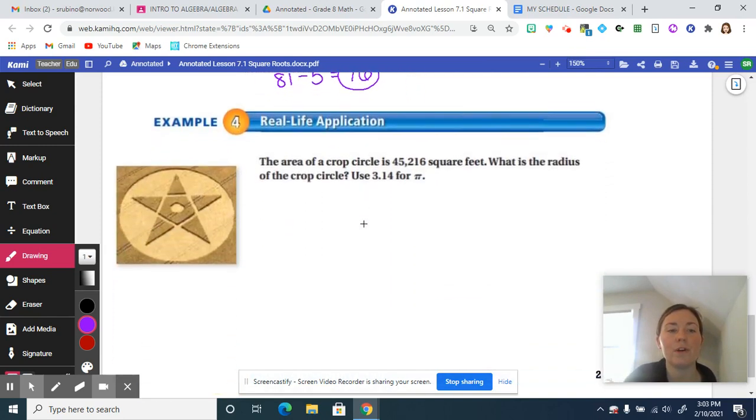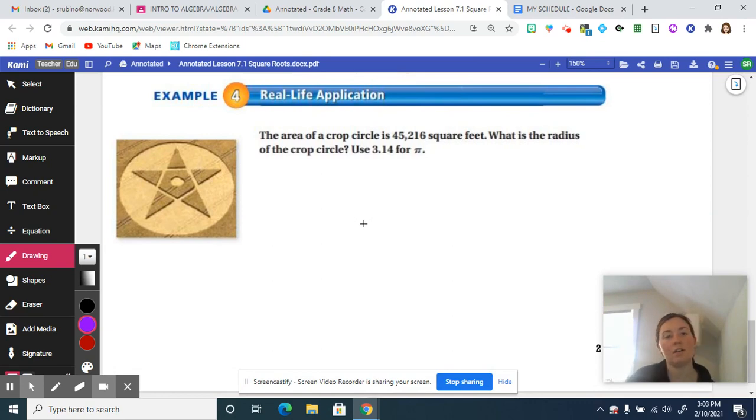Let's move on to example 4 with a real-life application of this problem. The area of a crop circle is 45,216 square feet. What is the radius of the crop circle? Use 3.14 for pi. Okay, well, it's important to know the formula for area of a circle. Area of a circle is pi r squared. And now we know the area of this circle is 45,216 square feet. So this number is equal to pi r squared.